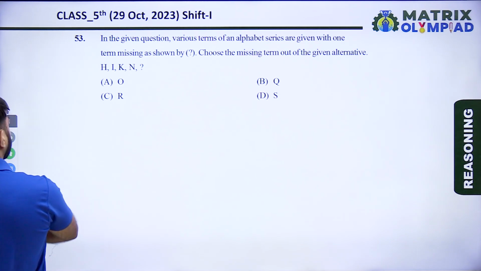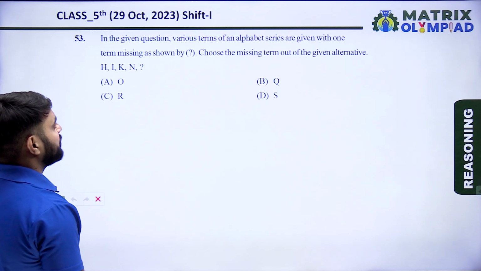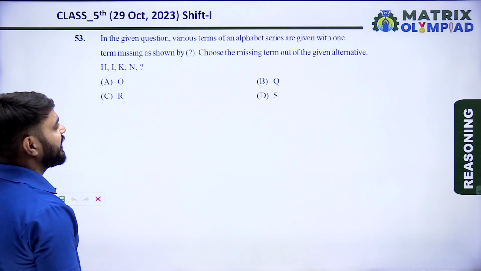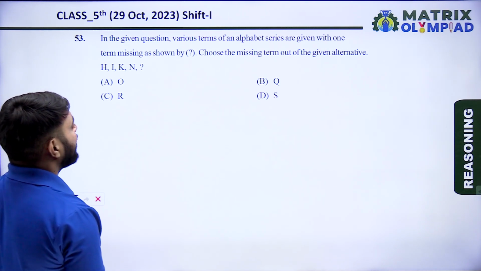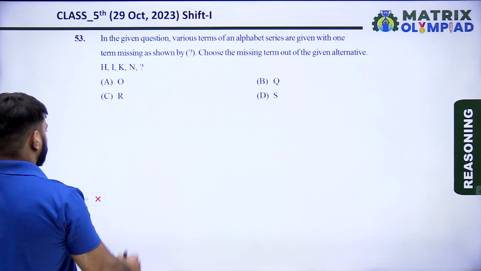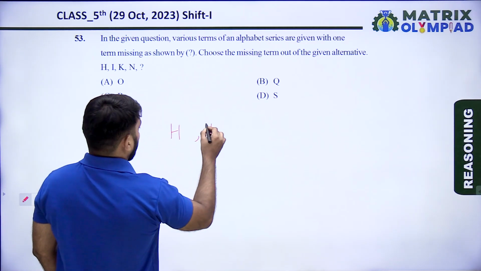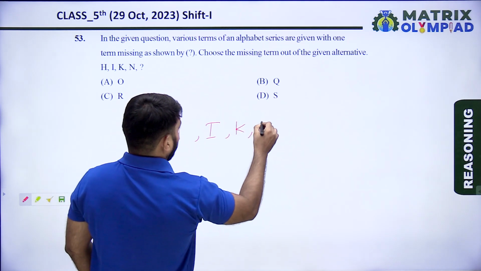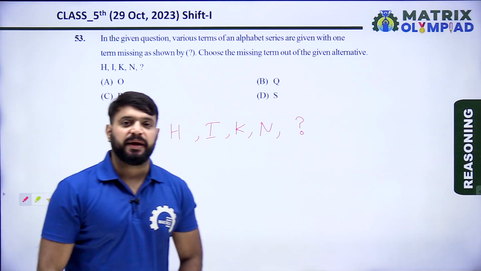So the next question is question number 53. In the given question, various terms of an alphabet series are given with one term missing, as shown by a question mark. Choose the missing term out of the given alternatives. So the series is H, I, K, N, and find the next term. So first find the pattern of the question.